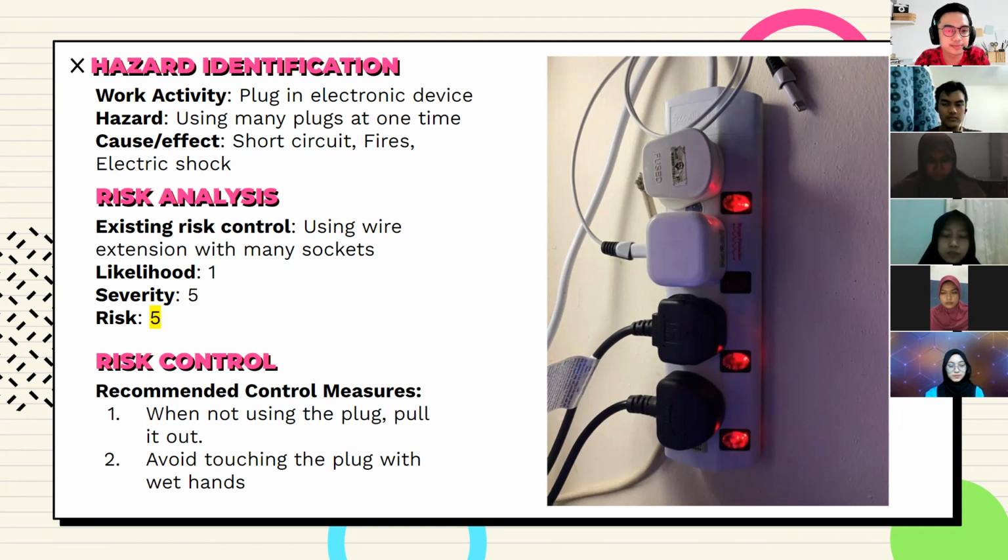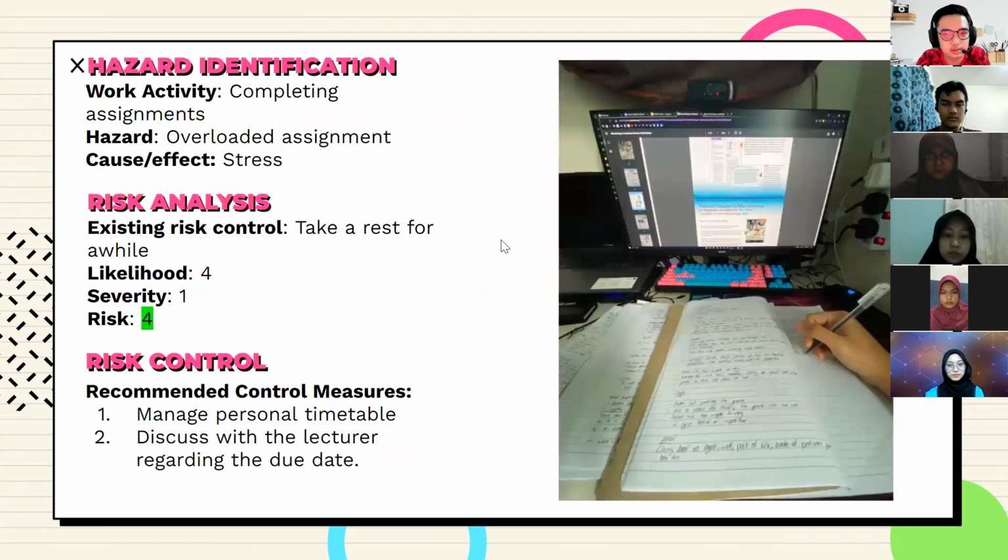So next slide. All right, this picture shows the hazard of the work activity, which is completing assignments. The hazard is overloaded assignments that will cause stress to the students. Based on the risk analysis that has been conducted, the existing risk control is for the student to take a rest for a while.